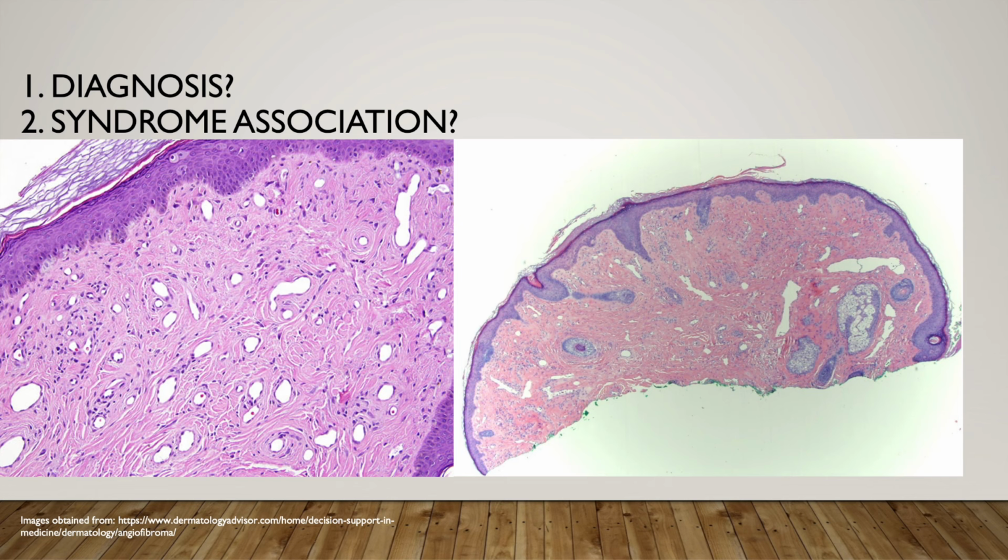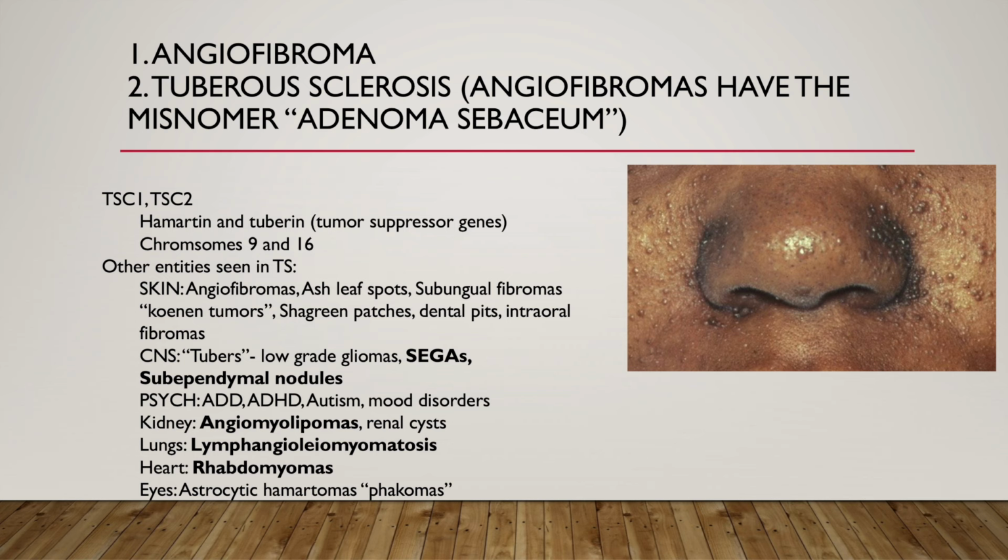Here we have action in the dermis, where we see a lot of proliferation of vessels, a little bit fibrotic, proliferation of these fibroblasts. So what's the diagnosis and what's the syndrome association, especially if it's around the nose? Yes, this is angiofibroma and it's associated with tuberous sclerosis. They have this misnomer if it is associated with tuberous sclerosis.